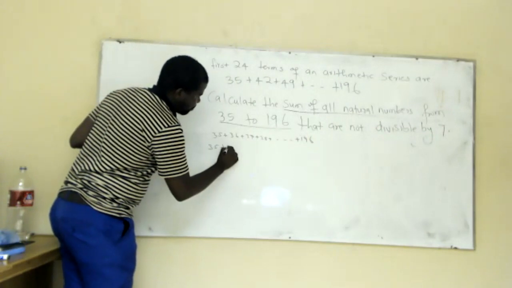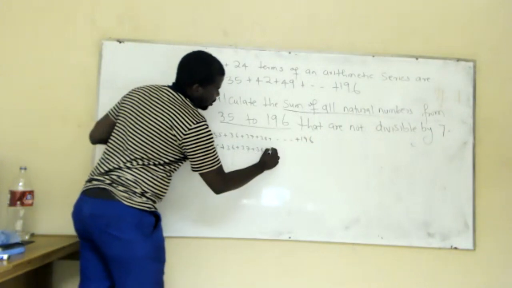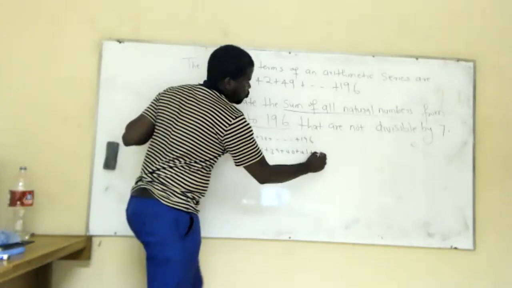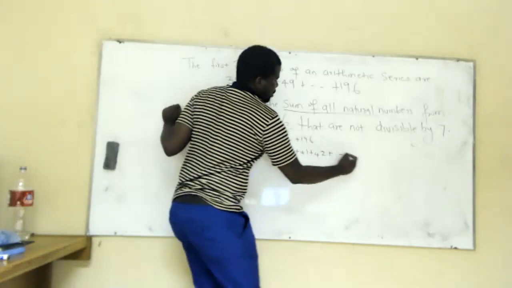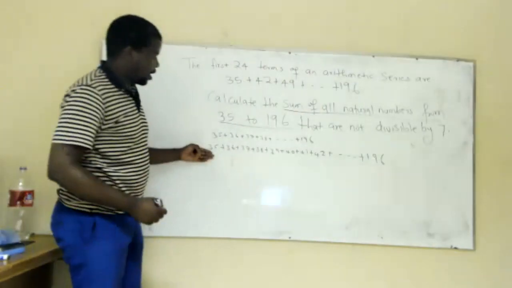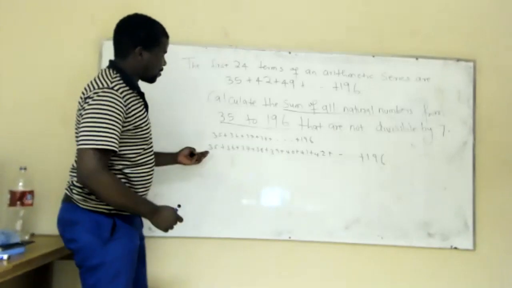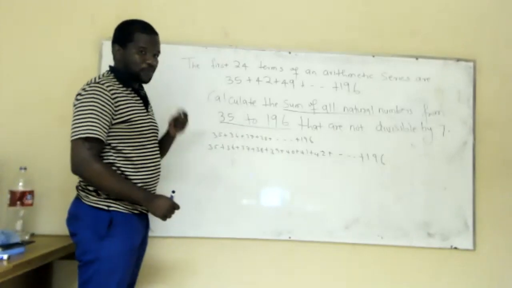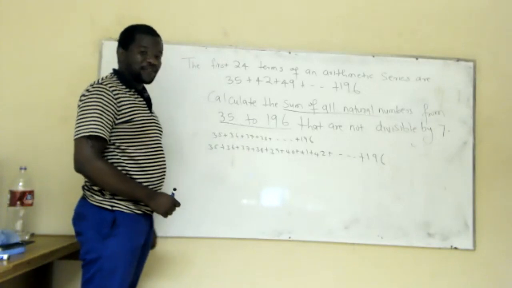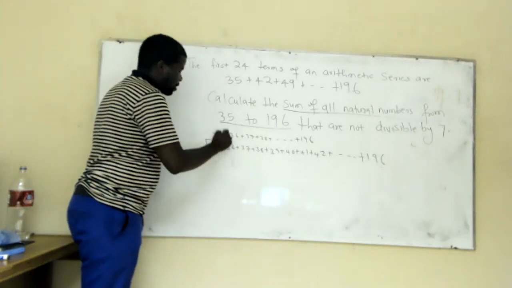So it's 35 plus 36 plus 37 plus 38, 39, 40, 41, 42. I'm not going to write all the terms because we can't finish all of them. There are too many. So now tell me from these terms, which ones are divisible by 7? Just tell me all of them which are divisible by 7. Let's start with the first one. Is the first term divisible by 7? Yes, it is divisible by 7. Therefore, this must be out.